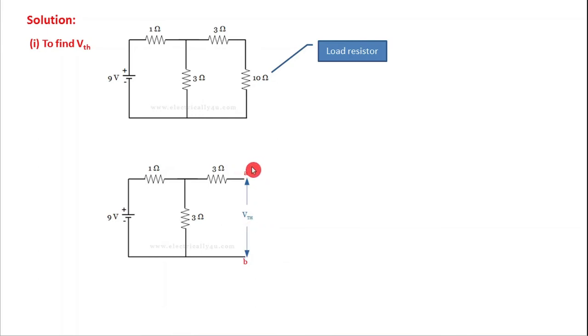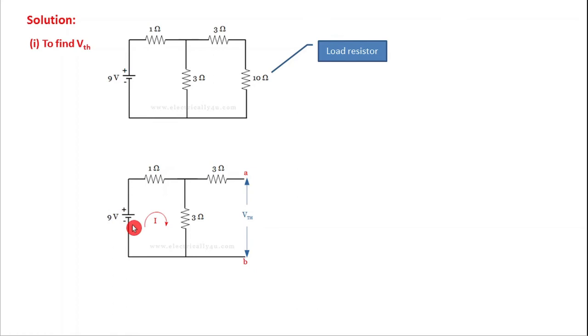When you observe the circuit, since here it is open, there will not be any current flowing through the 3 ohm resistor. So it is enough to find the voltage across the 3 ohm resistor. Since there is no current flow here, we have to determine the Thevenin's voltage across the 3 ohm resistor. To determine the voltage drop across the 3 ohm resistor, we have to find the current through this path. So let us assume the current I in the loop.